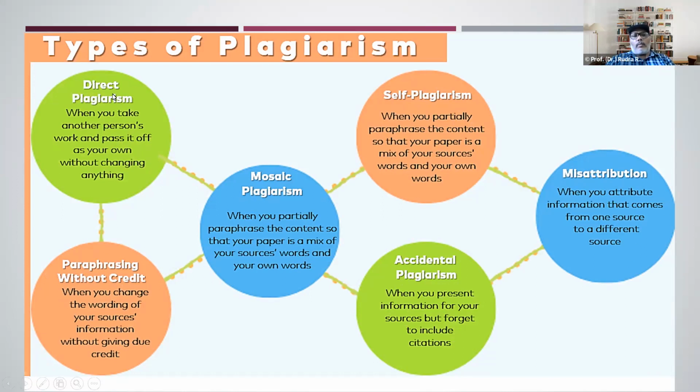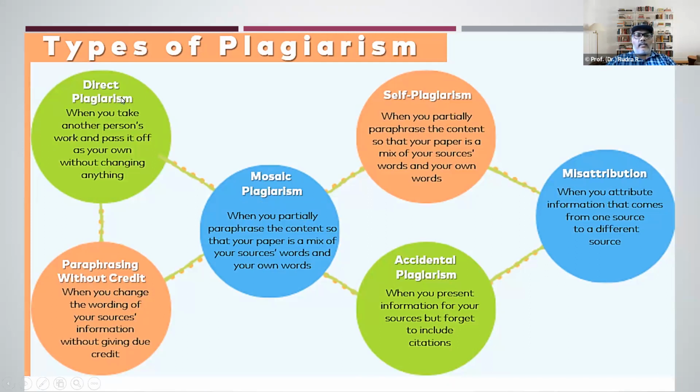So now let's talk about the types of plagiarism. Maybe some question is cropping up in your mind: how many types of plagiarism are possible? Okay, so here is the answer. One is direct plagiarism. One is paraphrasing without credit. Another is mosaic plagiarism, self-plagiarism, accidental plagiarism, and misattribution plagiarism, or you can say misattribution, right?